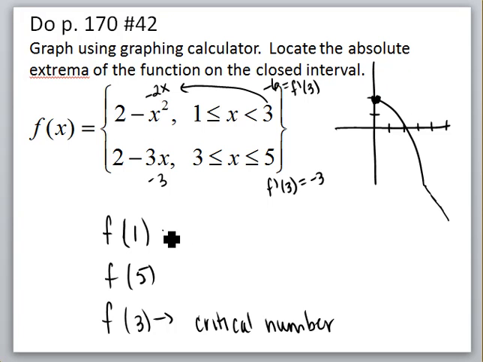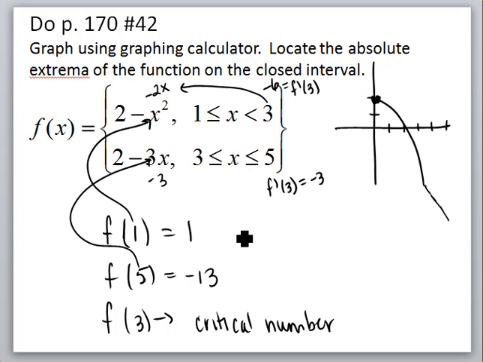The absolute maximum then would be at the value 1, because when I plug 1 in up here, because that's where the interval is part of, I'd get 1. And then my absolute minimum would come from this y, which would be -13. So I'll go ahead and label this as my absolute maximum, and this one as my absolute minimum, and that would be the end of this problem.